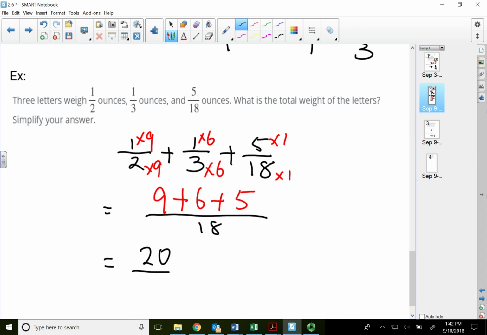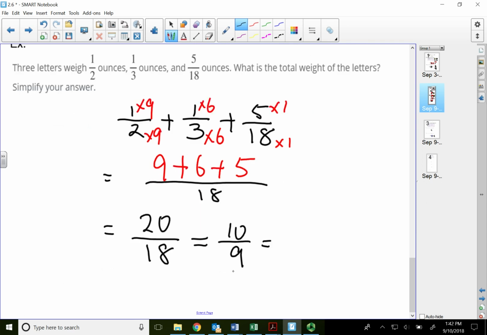So that's 20 over 18, which I can actually reduce by 2. That gave me 10 over 9. All right. So my total weight can be 10 over 9. Or if I want to convert this improper fraction to a mixed number, I can say this is 9 going into 10 1 time. The remainder is 1. The LCD is still the same. I can say this is 1 and 1 over 9 ounce as well. So either answer is correct. Depends on what the instruction says on the homework. If they say convert to a mixed number, you got to do so.